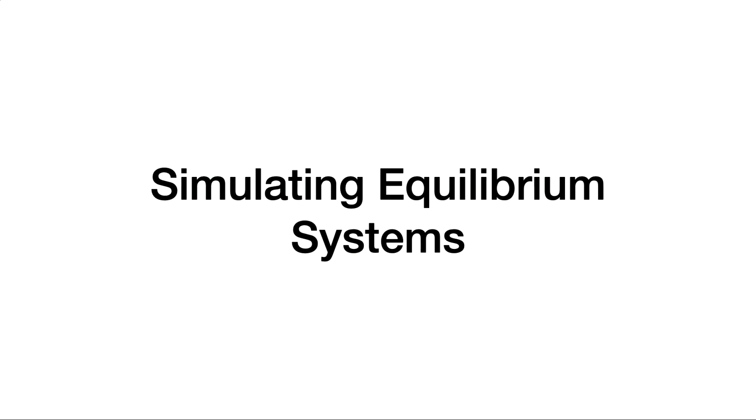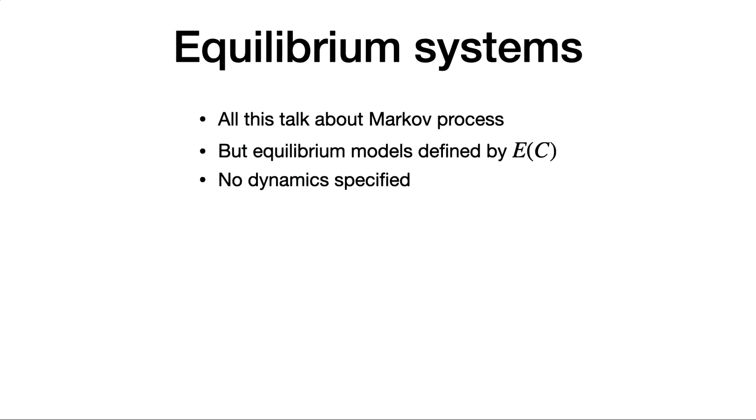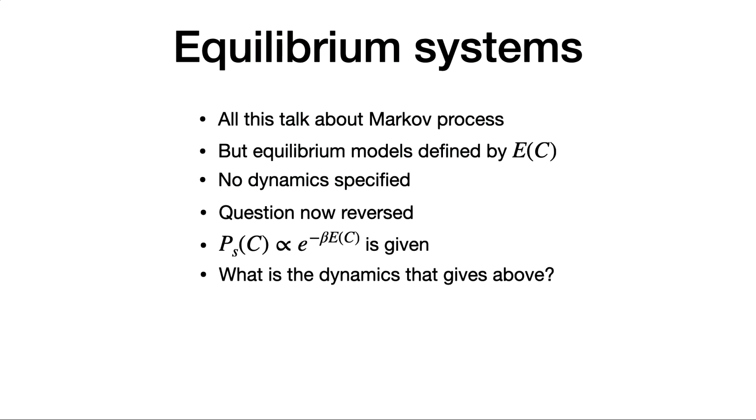Whatever I told you up to now, you can use to simulate any Markov process. Now we come back to our original motivation. How do we use this to simulate equilibrium systems? For the equilibrium system, remember, we do not know what the rates are. What is given to us is the equilibrium probabilities. What we discussed up to now, the rates are given and you find the equilibrium probabilities. No specific dynamics.